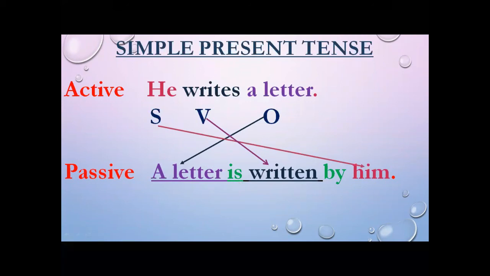Now what is the auxiliary verb of passive of simple present tense? It is "is", and the third form we always use in all the tenses. So "is" is the auxiliary verb and "written" is the third form. Okay, and "he" becomes "him". When it was in active voice, it was "he", but when it took the place of the object, it was converted into "him". Okay, you can see the list again. So we can say, a letter is written by him. Okay, I hope you have understood.